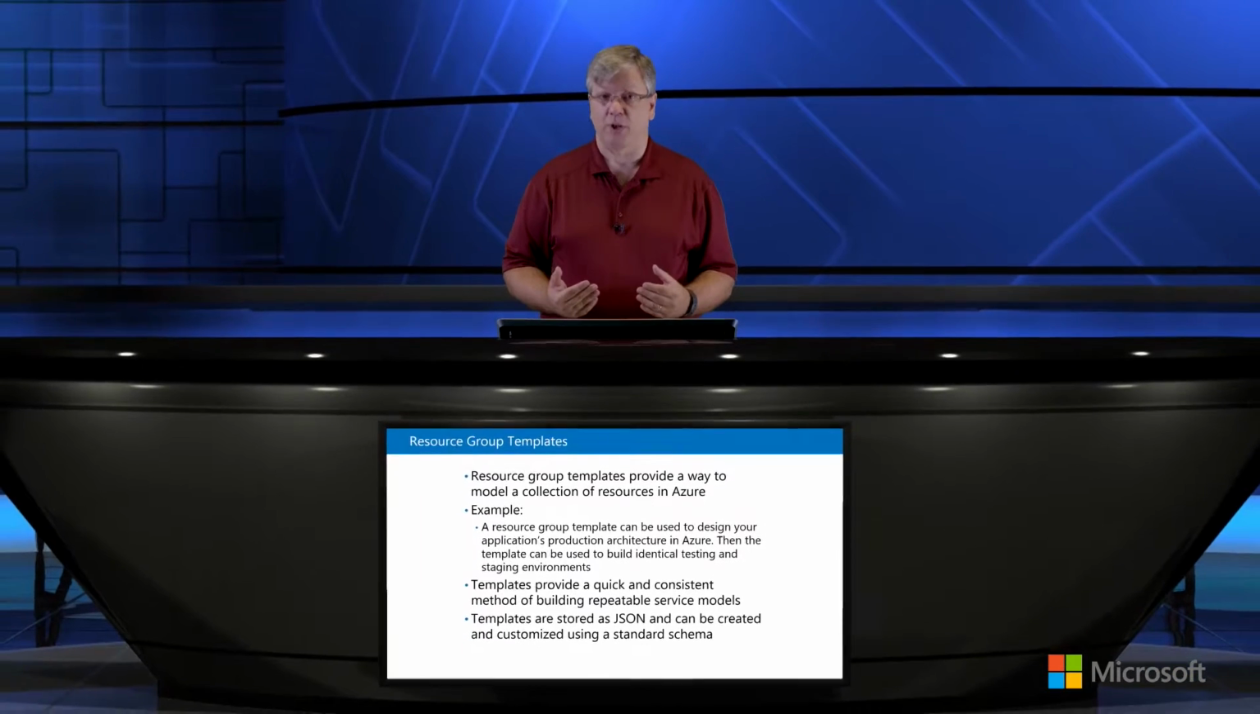All right, and I'm not saying it's more important than the key services. Obviously, that's what it's all about. But in terms of working with Azure, this is something you're going to want to understand. And that is the idea of resource group deployment templates.